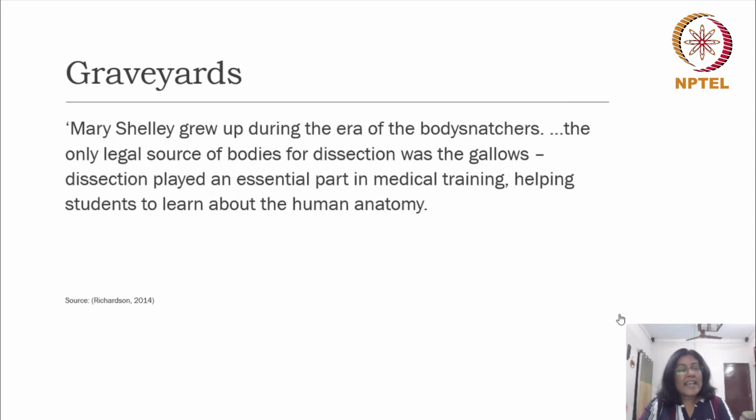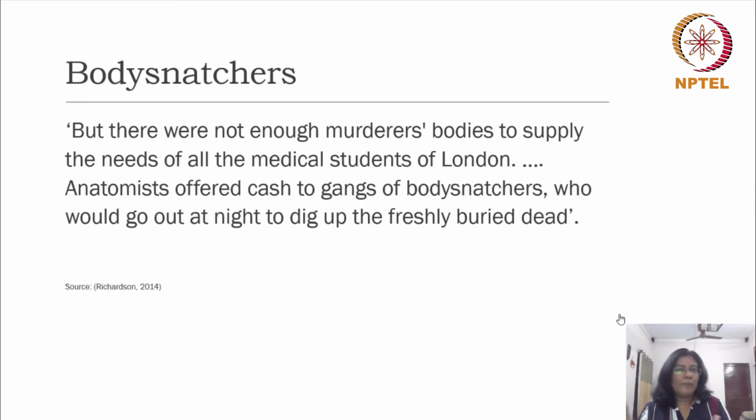Because Mary Shelley grew up during the era of the body snatchers. In other words, there were not enough dead bodies of murderers available for doctors and medical students. And so the doctors had to pay gangs of body snatchers, who would dig up the freshly buried dead and hand them over to the doctors and medical students for a payment. So that's how the students got sufficient bodies to do the examination, dissection, and learn about the human anatomy.